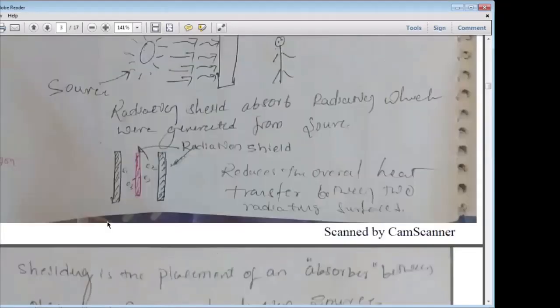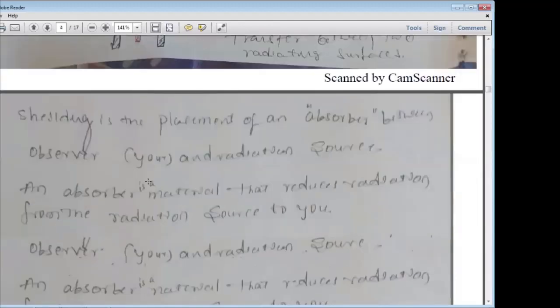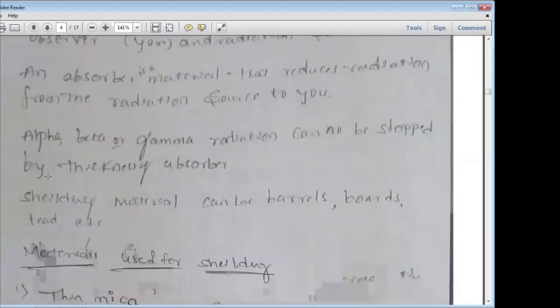Whatever the radiation shield here, it will absorb the radiation from plate 1. Plate 1 is called the source, which is radiating the energy. Whatever radiation is generated by plate 1 is absorbed by the radiation shield, so it avoids the heat transfer to plate 2. This shielding material can be barrels, or boards, or lead.